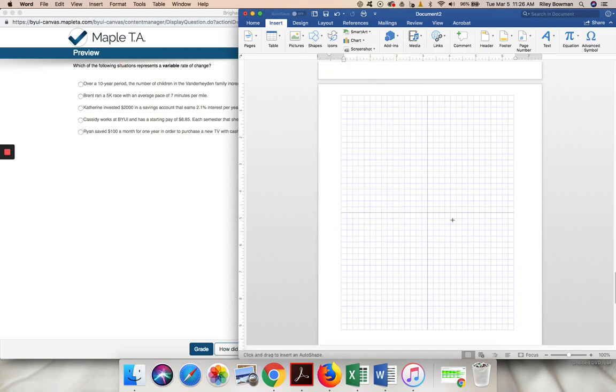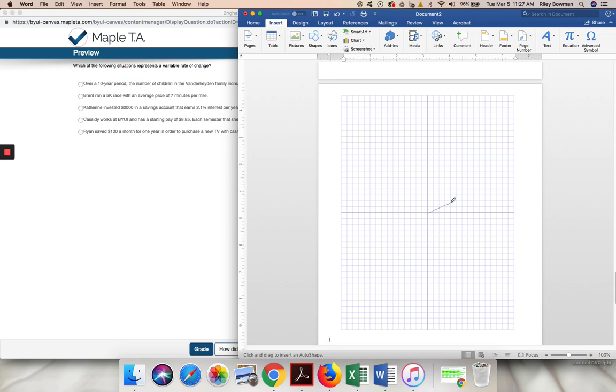Let's go ahead with just here. So let's say they started out with 0 children, and then they had one child every 2 years. So I'm going to rise 1 and go over 2 from the origin. So 0 children to 1 child up over 2 years. Again, rise over run. I'm going to rise up 1 and over 2 years.